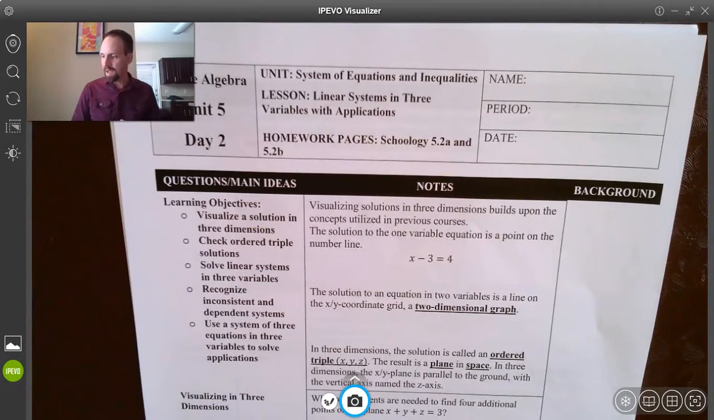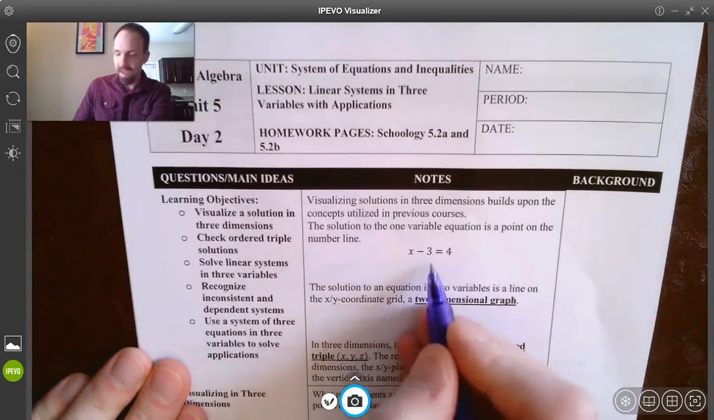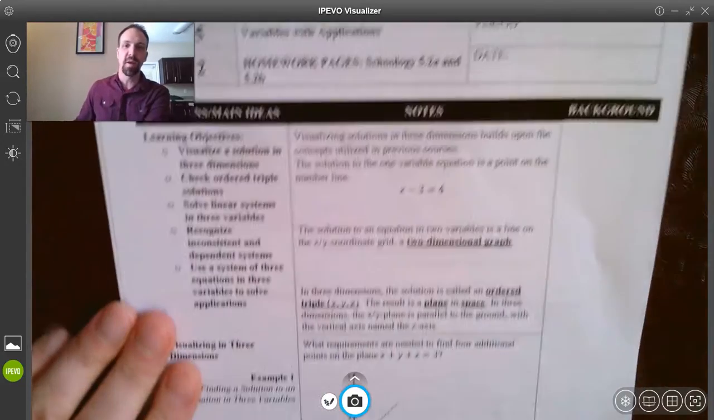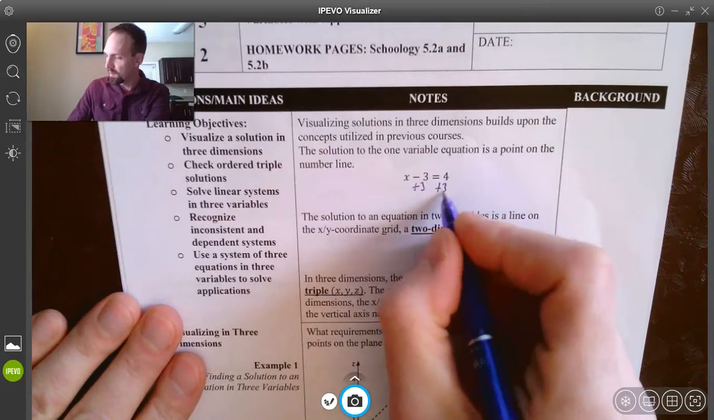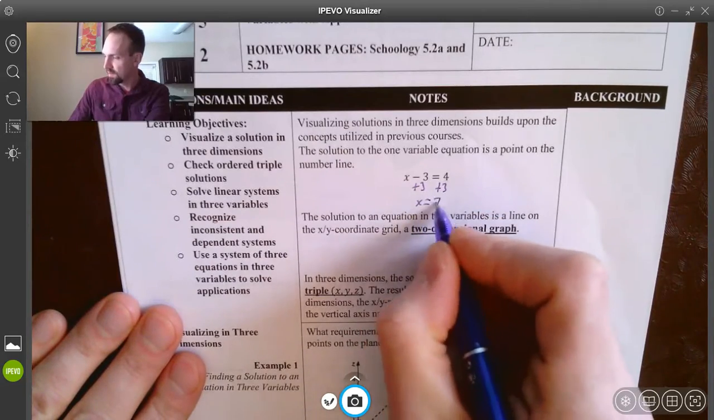First we're going to start with taking it back a bit. When we have 3 variables, that's 3 dimensions. So before we get there, first let's talk about when we have a single variable, so x minus 3 equals 4, well this is just a point on the number line. So this is just 7.